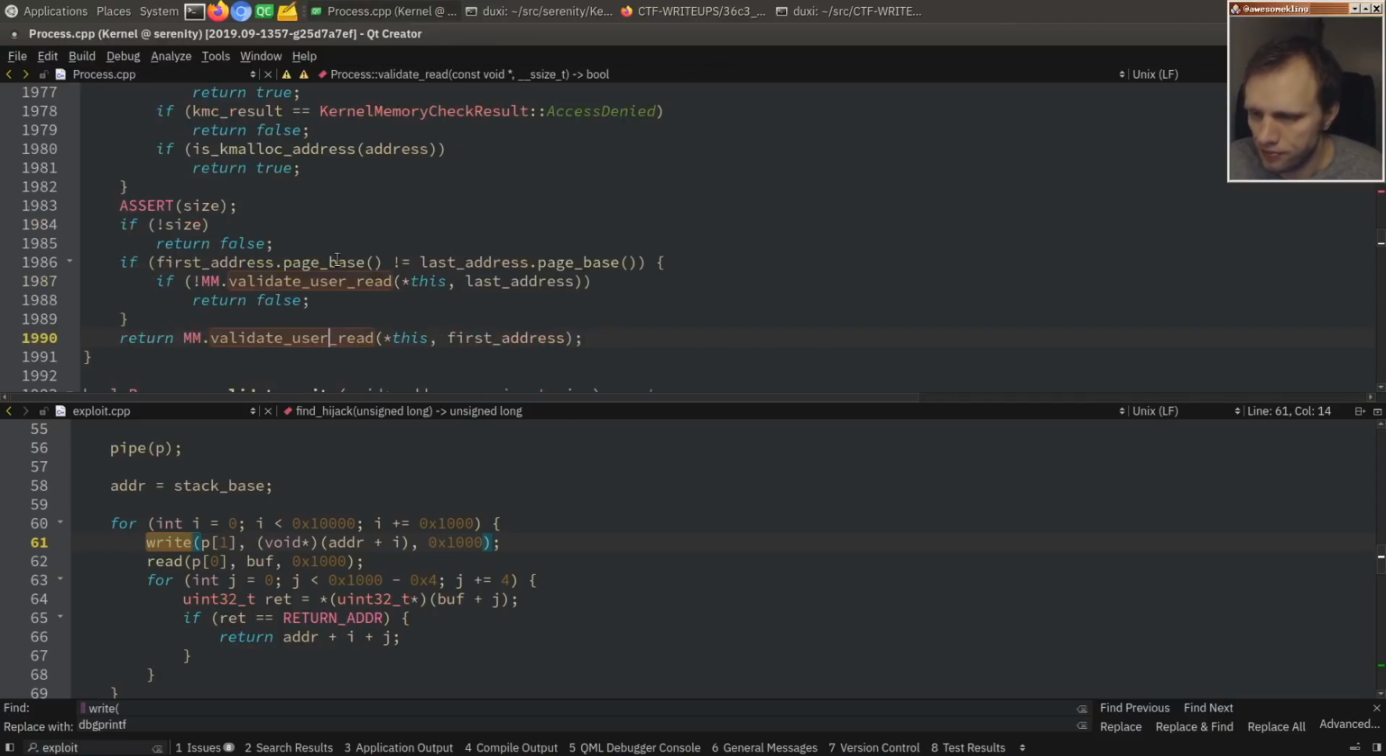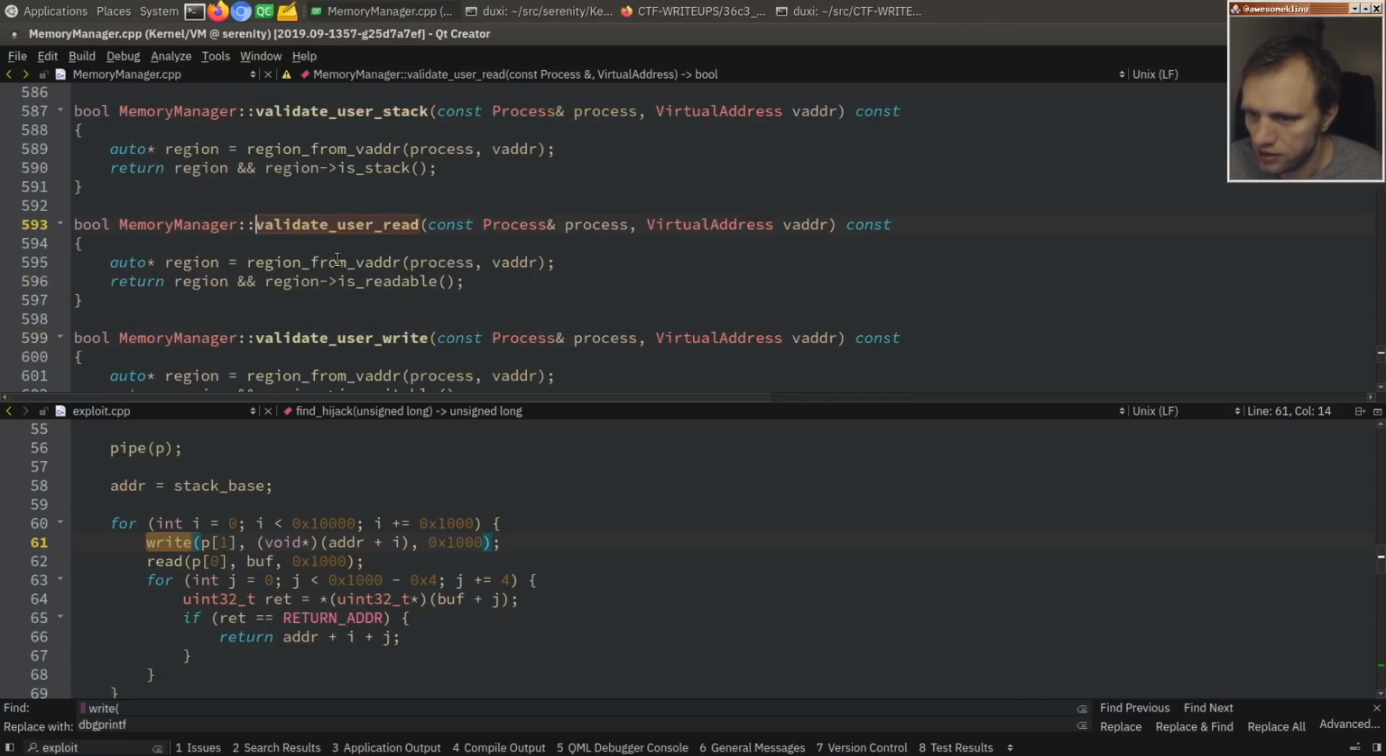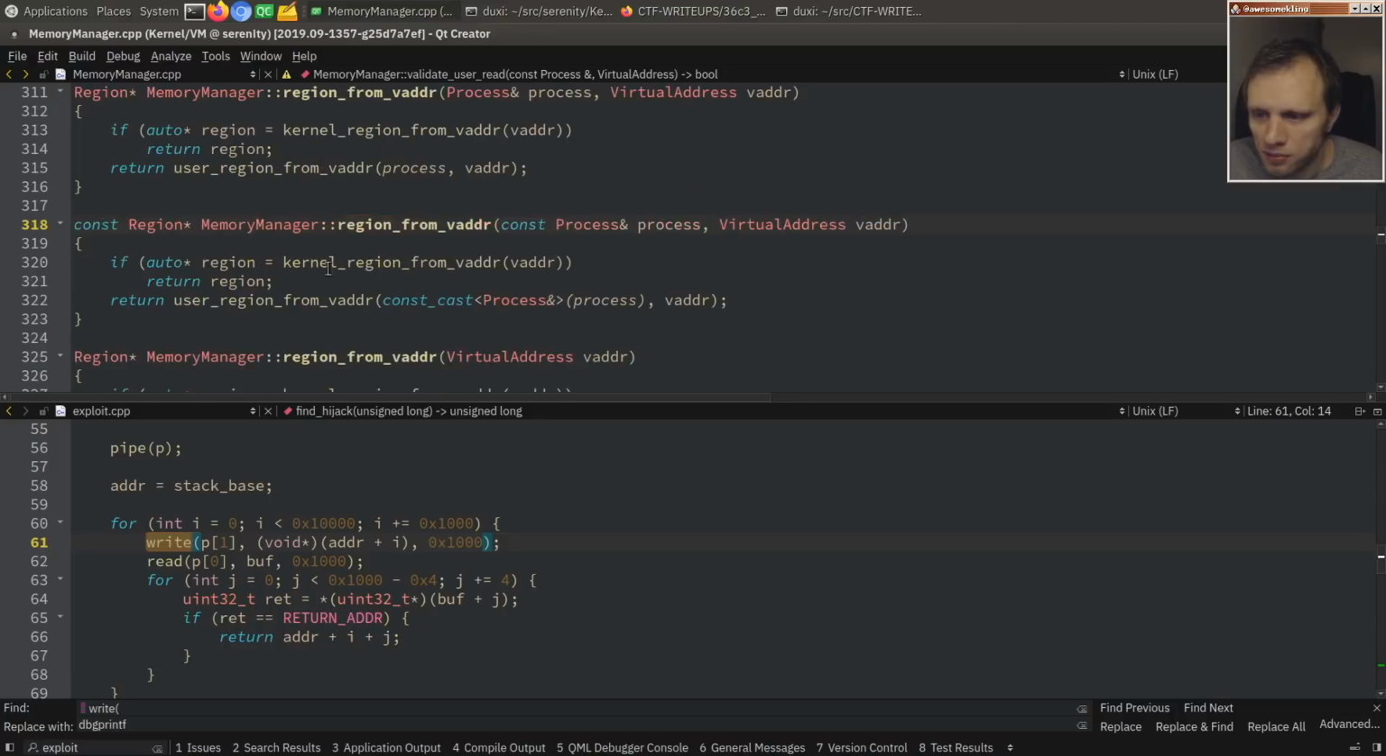But, oh wait, hold on. Right. But region from virtual address, as we mentioned before, looks up kernel regions as well as user regions, because that's a bug. So this is where the problem happens.